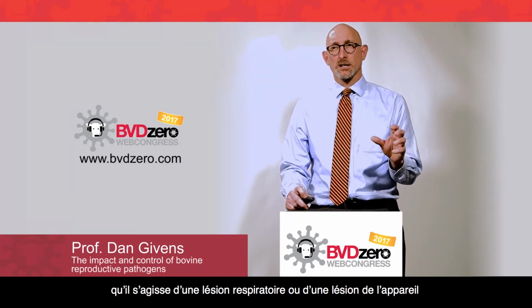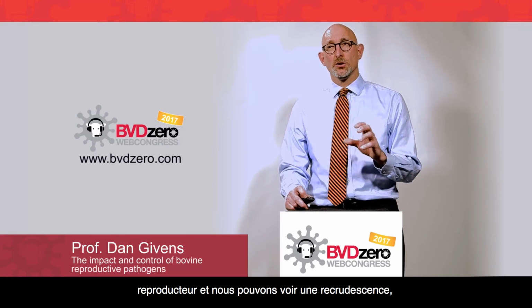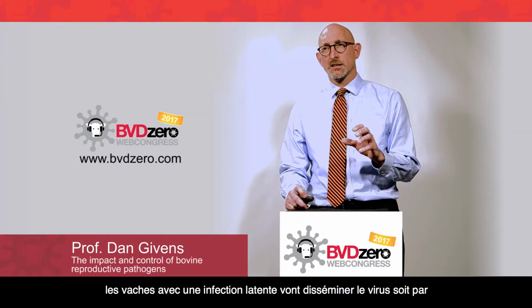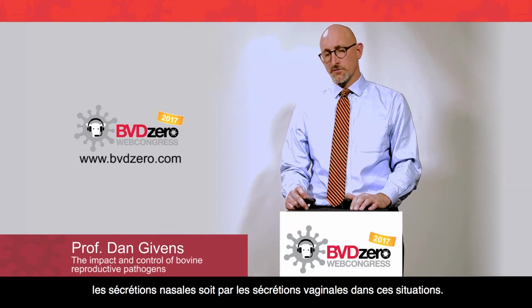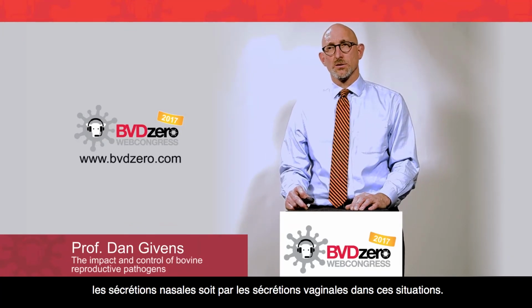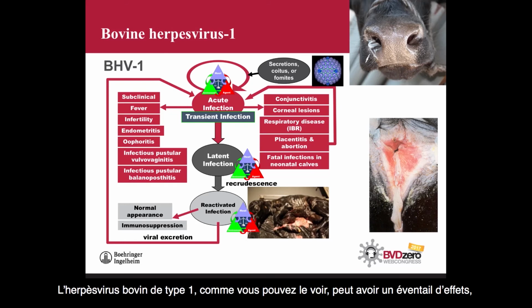Bovine herpes virus 1, you see it can range from a subclinical infection associated with fever. It can cause infertility. It can cause endometritis. It can cause decreased conception rates. It can cause infectious pustular vulvovaginitis in the cow. It can cause infectious balanoposthitis in the bull. We can see ocular lesions, conjunctivitis, significant respiratory disease.